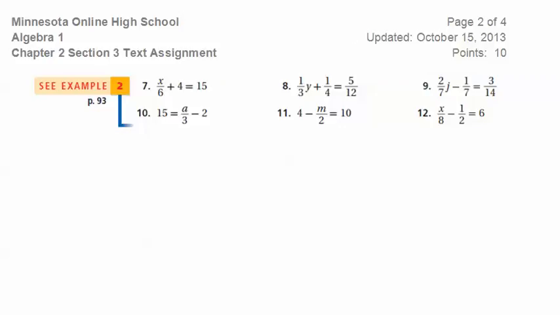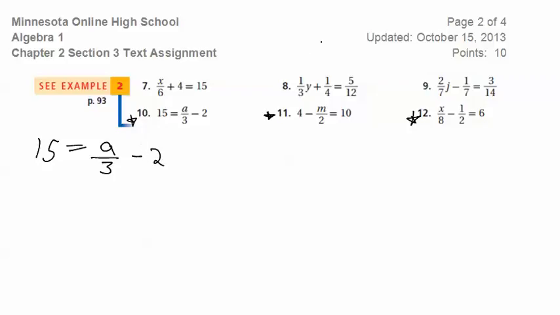In this video, I'm going to explain how to do some problems from Chapter 2, Section 3, and I'm going to do number 10, 11, and 12 from the book assignment. So this was on solving equations, and these are all two-step equations, but they involve fractions, so they're a little bit more challenging. So number 10 says that 15 equals a divided by 3 minus 2.